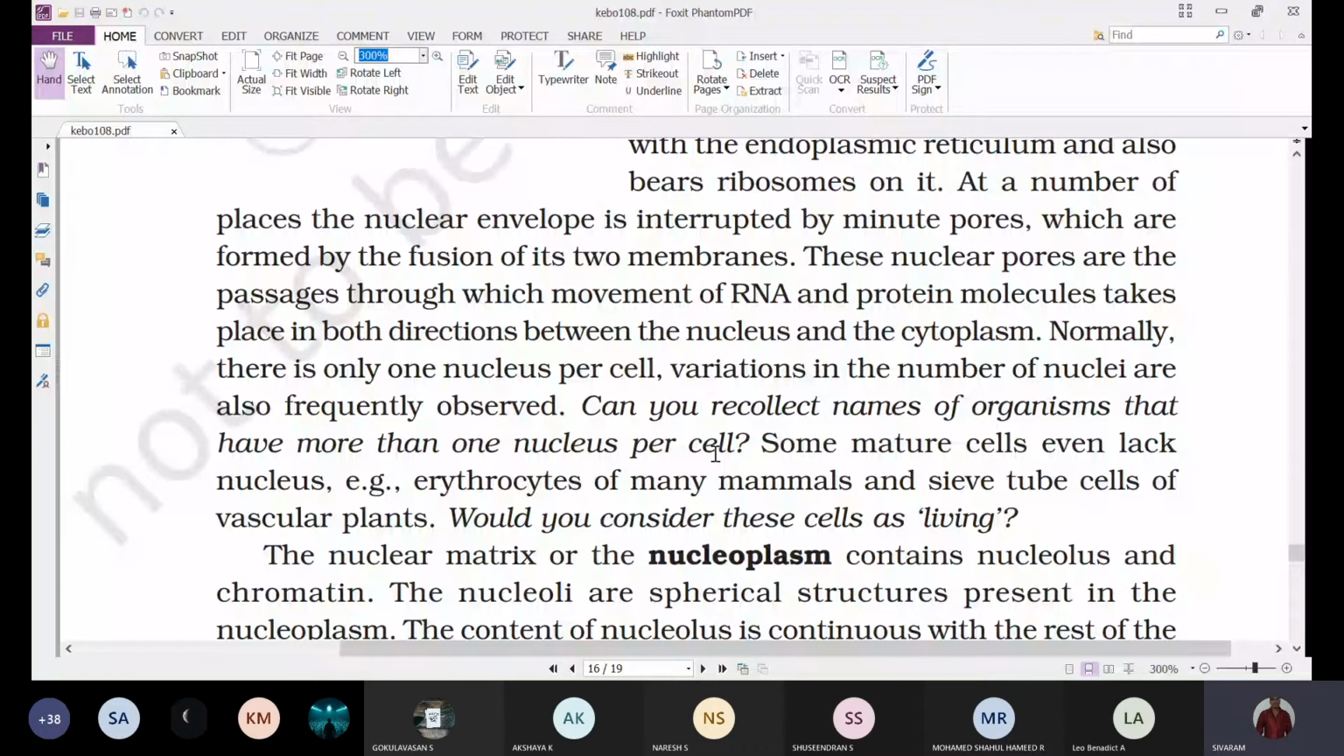And next, there are some cells which possess more than one nucleus. When you observe the anther, the wall of the anther consists of tapetum. And the cells are called tapetal cells. When you observe these tapetal cells, these tapetal cells possess more than one nucleus usually.